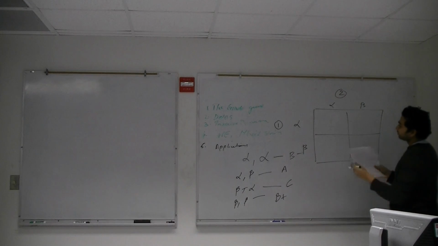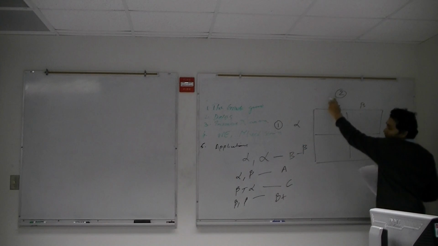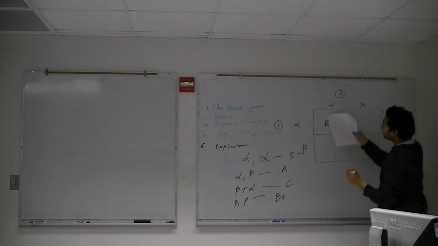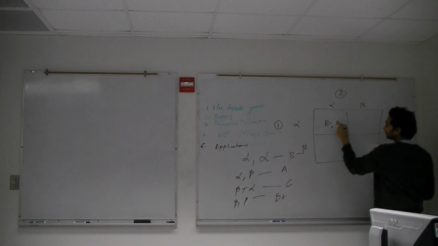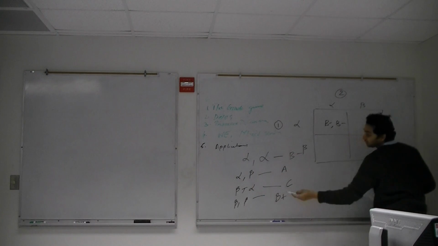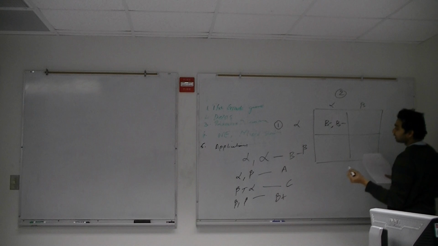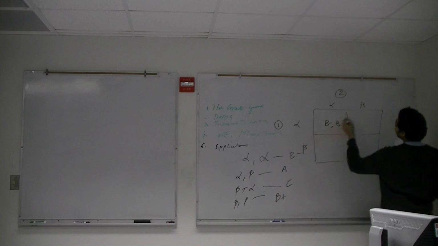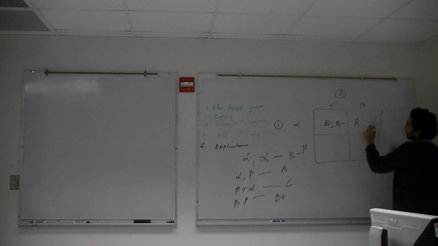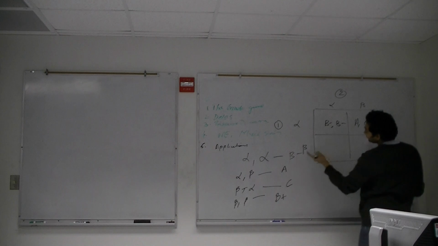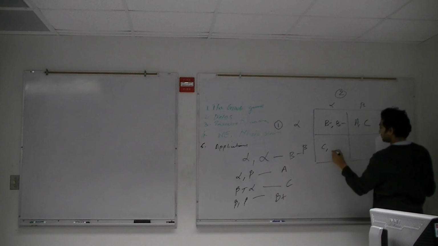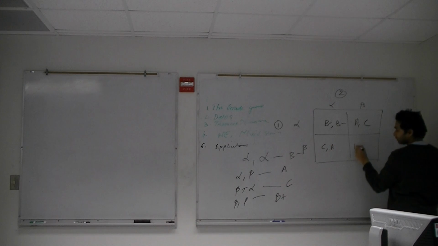Right? So if player 1 picks alpha and player 2 picks alpha, player 1 gets B minus, and player 2 gets B minus, right? So when player 1 picks alpha, player 2 picks beta, he gets A, and player 2 gets C. And what is beta, alpha now? C and A. And beta, beta is B plus, B plus.